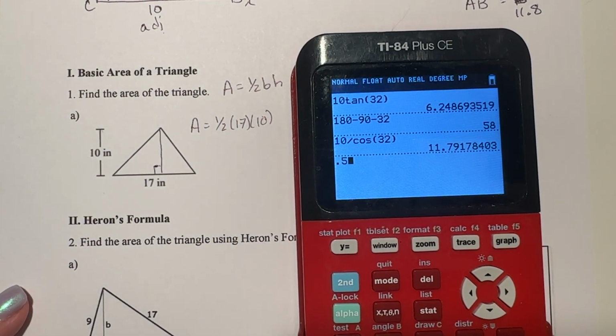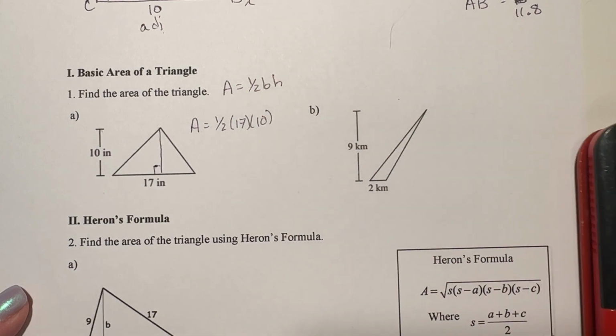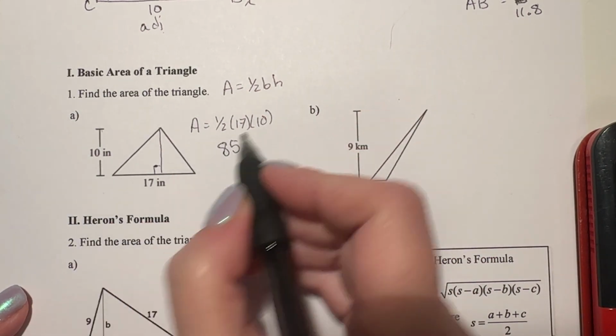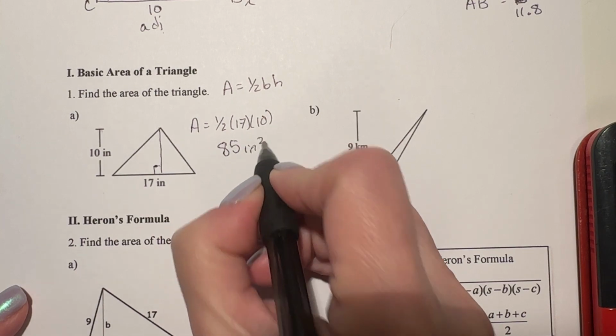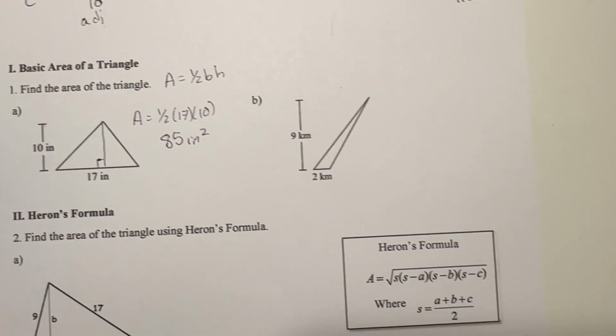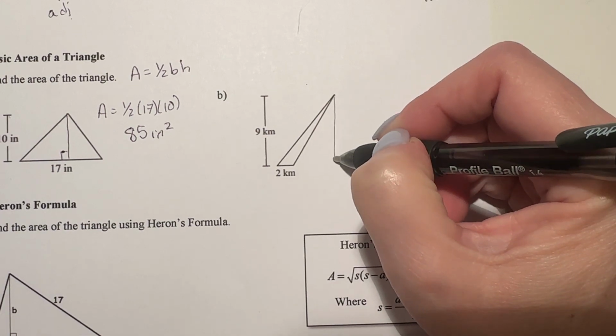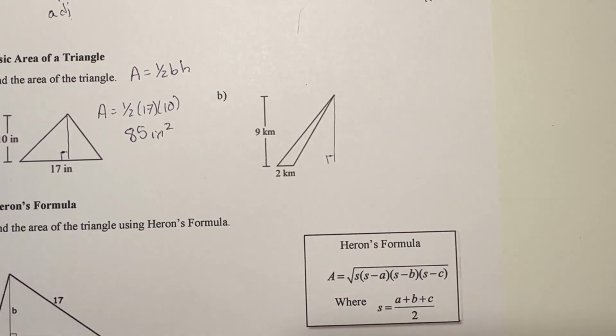So 0.5 times 17 times 10. And that gives us 85 square units. In this case, it would be inches because area is always squared. Okay. Again, I have given you the height, which is perpendicular to the base.